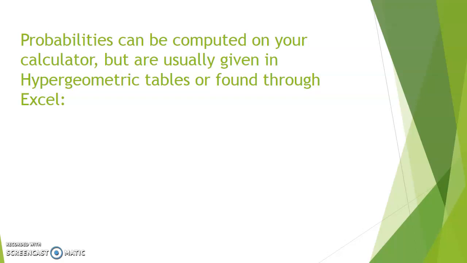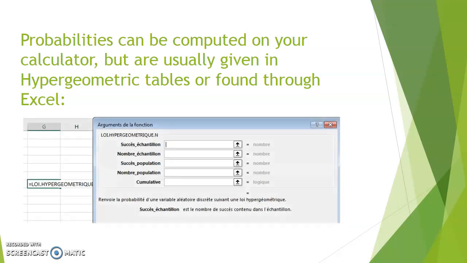You can calculate probabilities on your calculator. There are some tables that can be found, but more often than not, we'll simply use Excel, which is conceived to do this kind of calculation. You will find the hypergeometric law in your Excel sheet under the name Hypergeomdist.